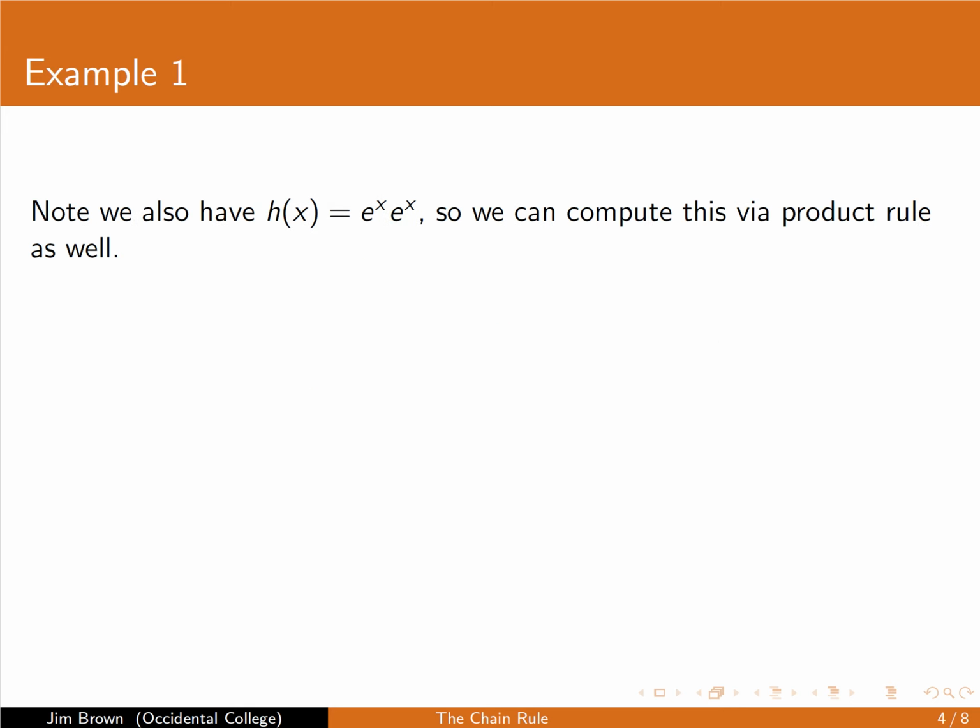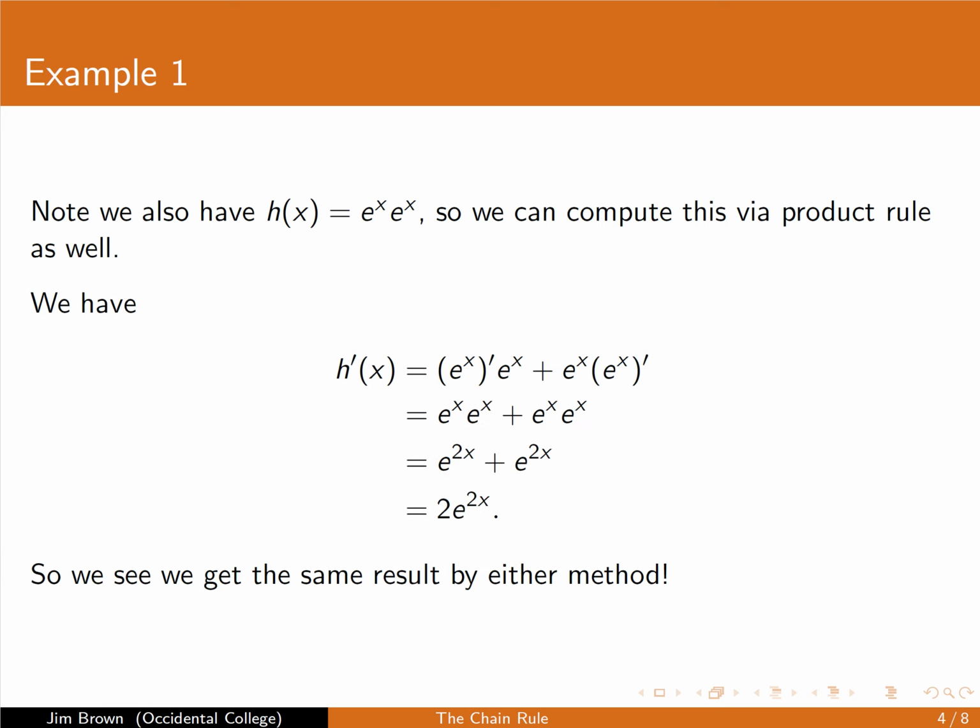We can also do this just using the product rule, and we'll see that we get the same answer. Just by properties of exponents, we know that e raised to the 2x is e to the x times e to the x, because when we multiply exponentials, we add the exponents. So x plus x is 2x. So we can just use the product rule to take this derivative.